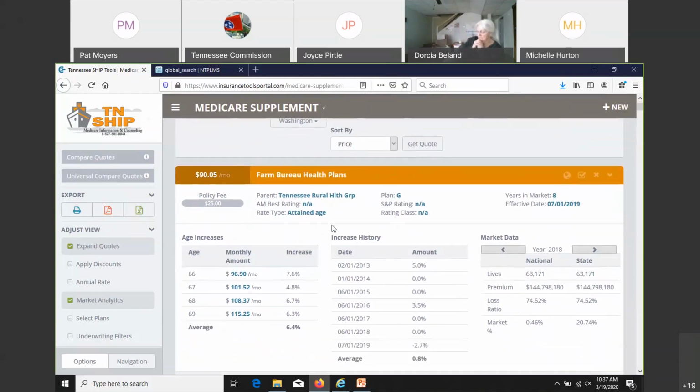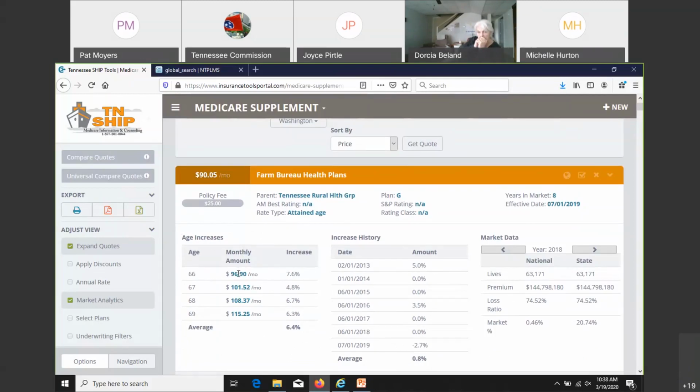Now, if we do look at their increase history, you can see that they went up 5%, they went up 0%, 3.5% in 2016, and then went down last year. Right here, you'll see age increases. This is an estimate of what the increase is. It is not a definite. However, these are usually fairly accurate estimates about how much everybody's premiums will be as they get older.